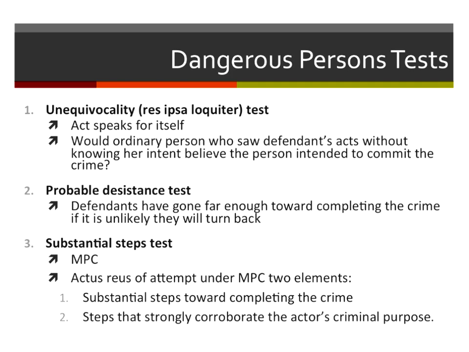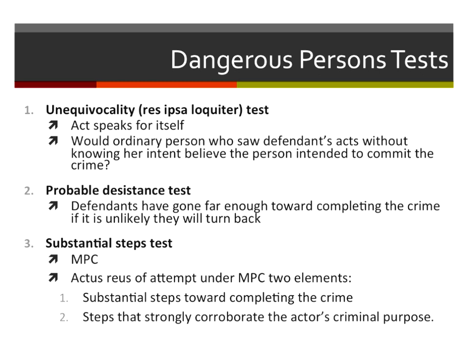Dangerous persons test. The unequivocality test, res ipsa loquitur, says the act speaks for itself. Would an ordinary person who saw this person's behavior, without knowing their intent, believe they intended to commit the crime? The probable desistance test: have the defendants gone far enough toward completing the crime? If it is unlikely they will turn back, or the defendants have gone far enough that it's not likely they will stop. And the substantial steps test.